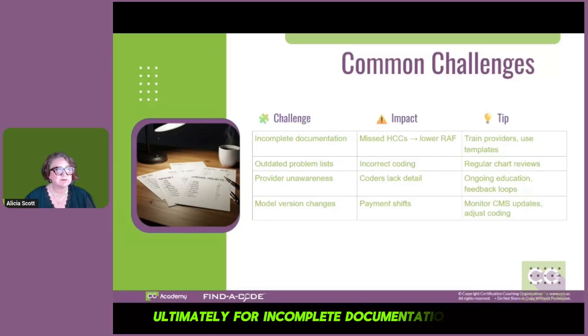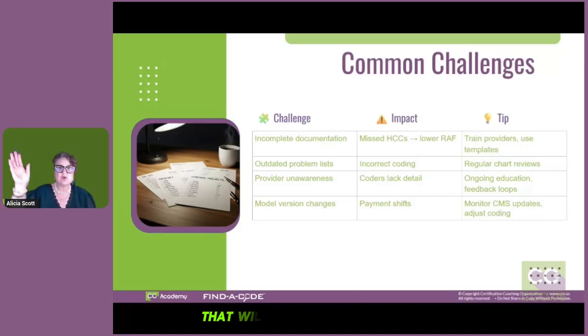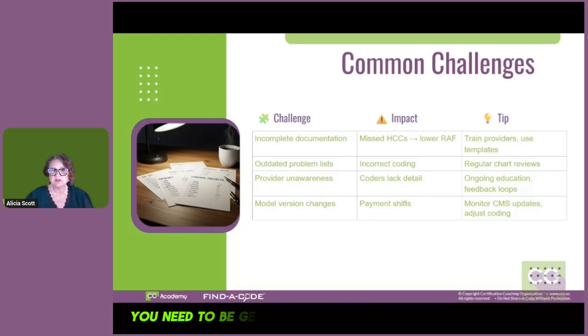Ultimately, for incomplete documentation, we want to train our providers or clinicians how to use templates and tools. Like Epic has a great HCC tool that will go back three years of all the HCC diagnoses the patient has had and tell you if it was captured that year yet. And so then the family practitioner can come up and say, oh, you have a toe amputation, it hasn't been captured yet, and you're a diabetic. And when they come in, they can ask about it and then document on it and say, how is that going? Have you had any problems with walking? Let's check your feet. Or it's time to go to a podiatrist. You're diabetic. You need to be getting your toenails trimmed by a podiatrist, and they refer them to get that done.